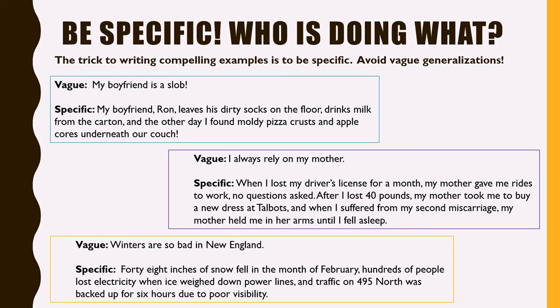Let's look at one more example. So here's a vague statement. Winters are so bad in New England. Here's a sentence that's much more specific and provides examples to really show you how winters are bad in New England. So 48 inches of snow fell in the month of February. Hundreds of people lost electricity when ice weighed down power lines, and traffic on 495 was backed up for 6 hours due to poor visibility. You have to admit that the more specific sentence shows you why winters are so bad in New England.